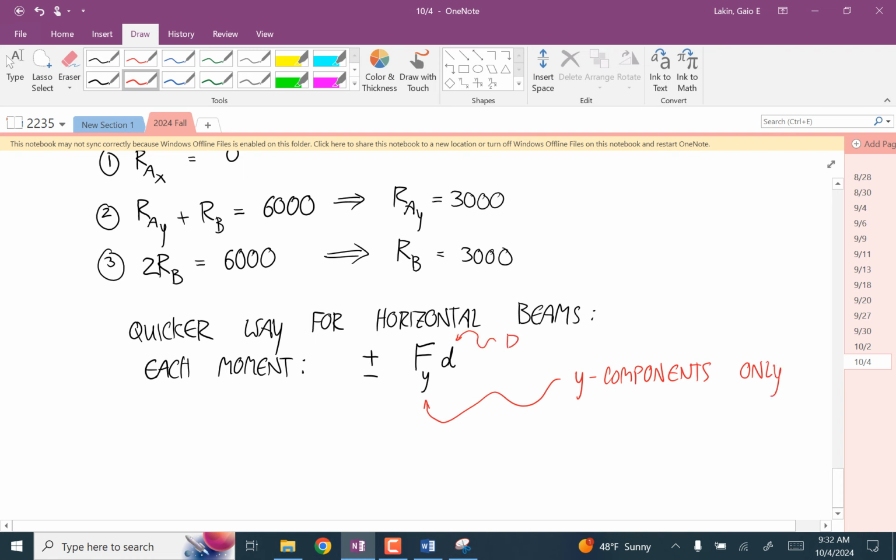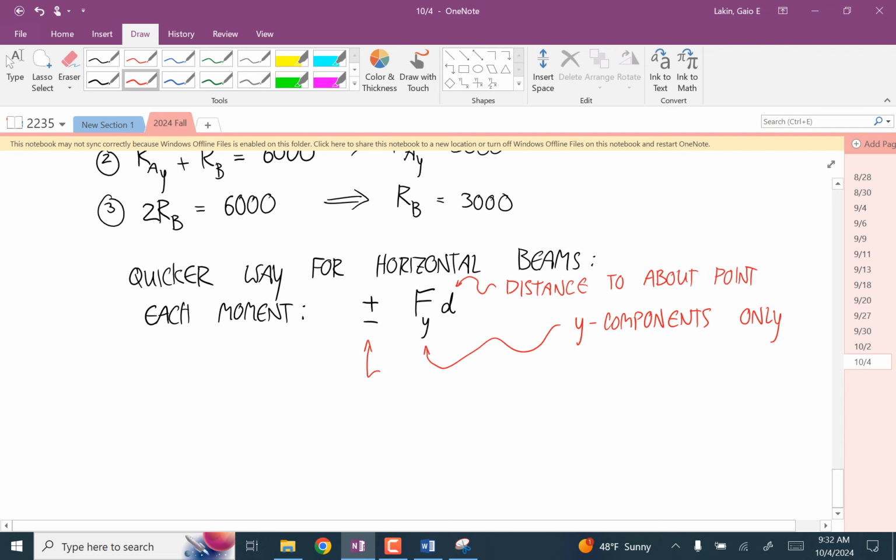This is the distance to the about point. And then what about the plus or minus? Then you just have to think about those forces in terms of would it cause a clockwise or a counterclockwise rotation around the about point.